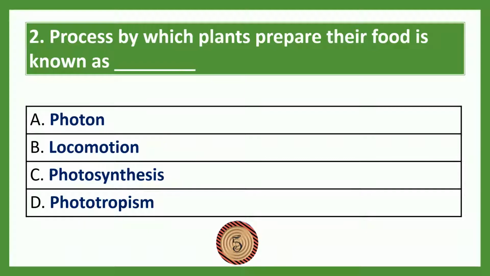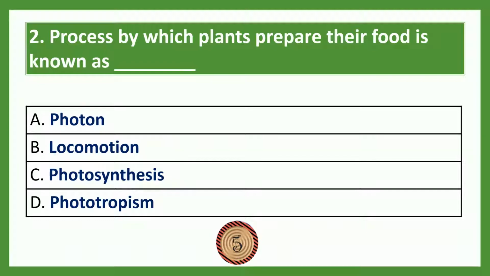Which of the following animals shows an eating habit similar to that of a crow? Option A, rat. Option B, cow. Option C, goat. Option D, deer. The answer is rat. Rat and crow are omnivorous. They eat both plants and flesh of animals. Cow, goat, deer are herbivorous. They eat only plants.